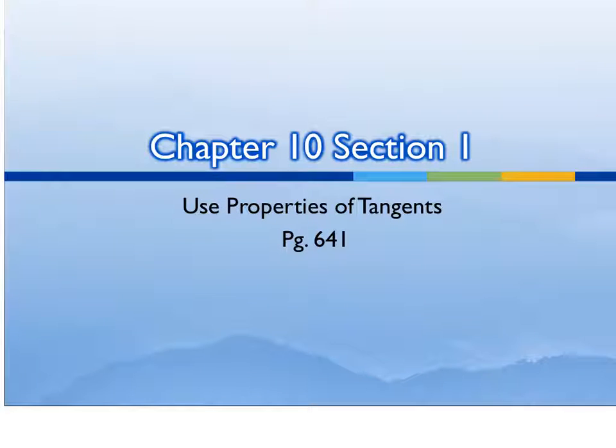Okay, so today we're going to start chapter 10. Section 1 is going to be using properties of tangents. This chapter, or at least this lesson, is going to be filled with lots of wonderful vocabulary words that are going to be dealing with circles. Now, some of them you may have seen before, and then there will be other parts of the circle that you probably haven't seen before.